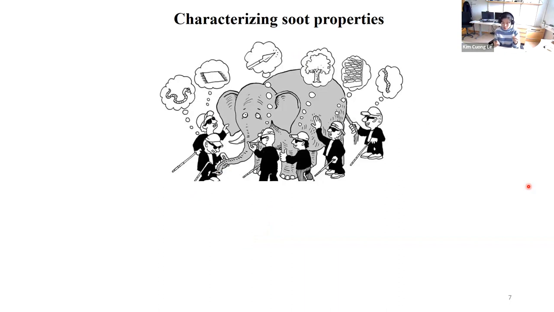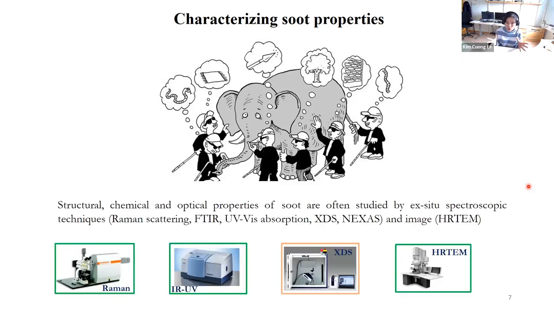Each tool can provide some specific property of soot, but not the whole picture. If we want to know the whole picture, including the structural, chemical, and optical properties of soot, we need to combine different techniques. So far, in the community, they use ex-situ spectroscopic techniques, for example, Raman, Fourier transform infrared, UV absorption, X-ray diffraction, or X-ray absorption spectroscopy, and also high resolution TEM images. I will go through some of the techniques now.